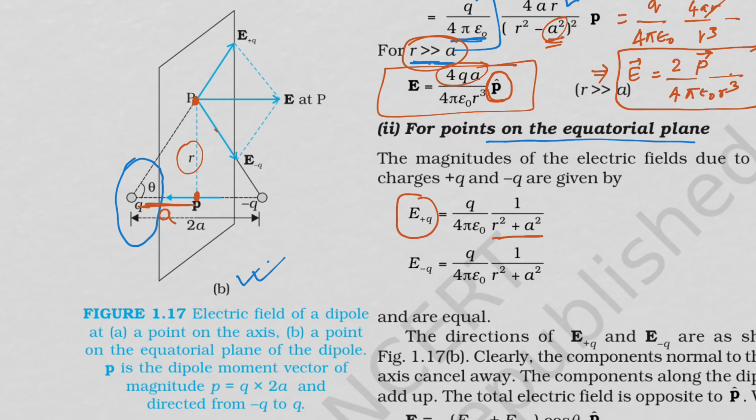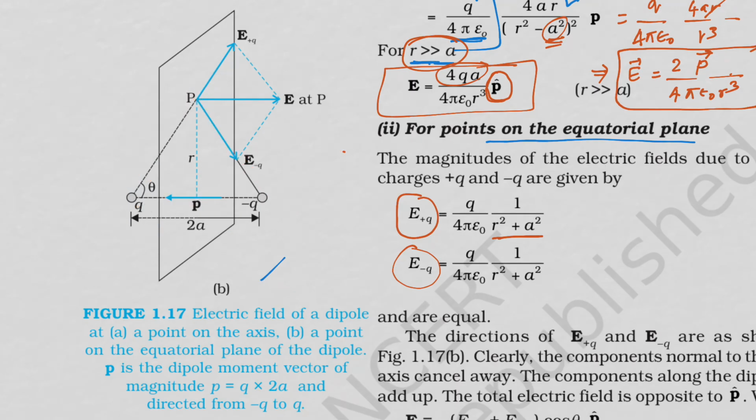So if we want to find the distance of the point P from the positive charge, then we have to use the Pythagoras theorem, and the hypotenuse is the square root of r square plus a square, what you can see right here. So that's why it is like this. And for the negative charge, again, we have a, we have r here, and the hypotenuse is this. The distance from the point P to the negative charge is again the square root of r square plus a square.